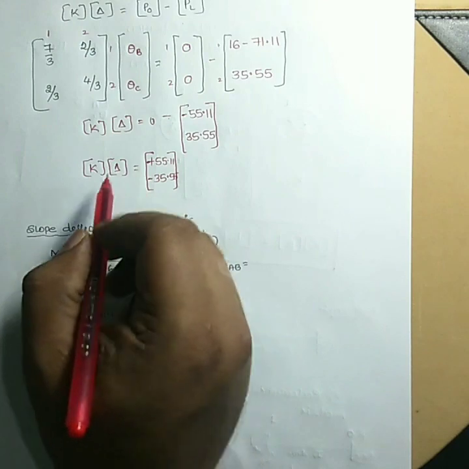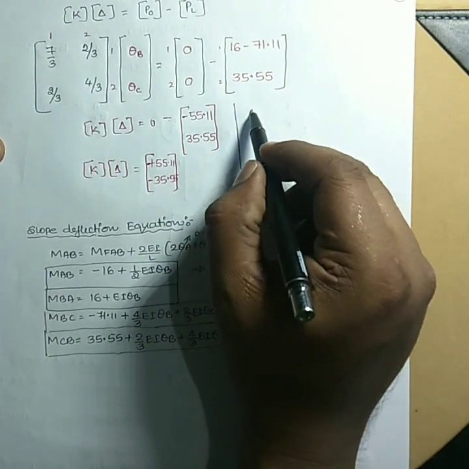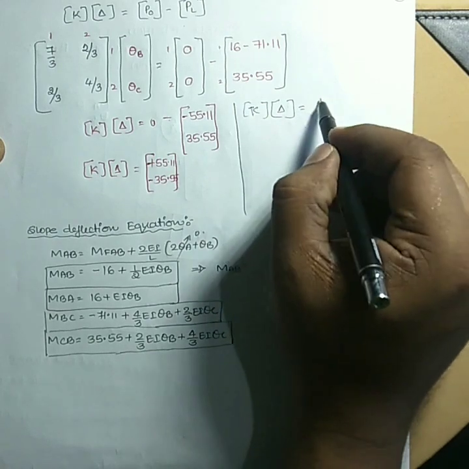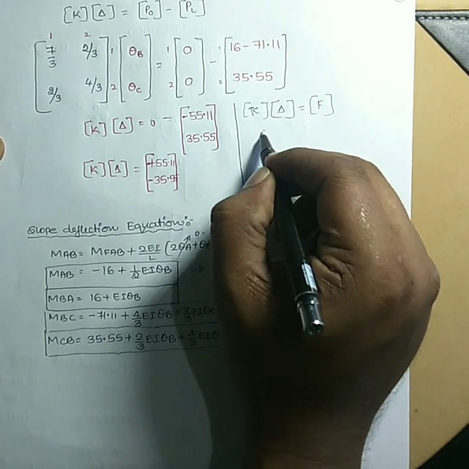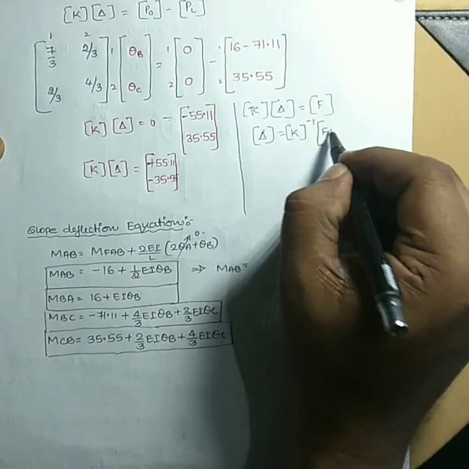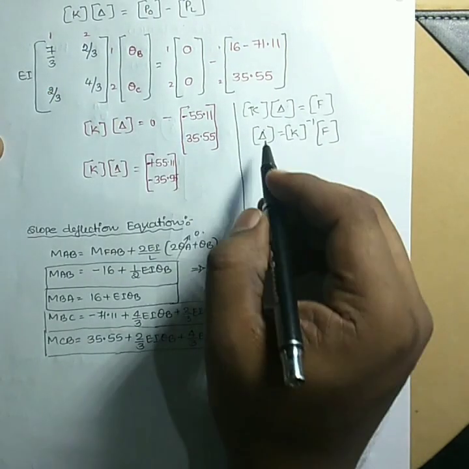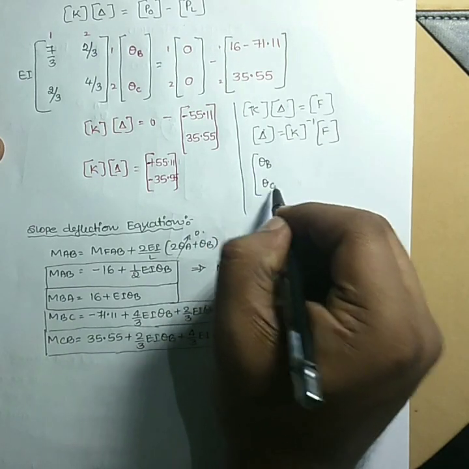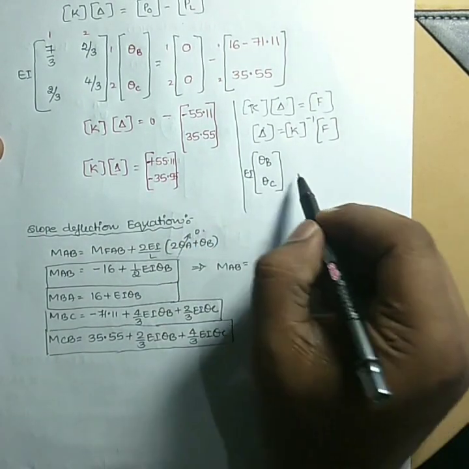So in order to find delta, K matrix into delta matrix is equal to the force matrix. Now this delta matrix is nothing but K matrix inverse into force matrix. Here I forgot to write EI. Delta matrix is nothing but theta B and theta C, and this particular EI I'll keep here itself, EI. Okay, this is equal to K inverse of this particular matrix.